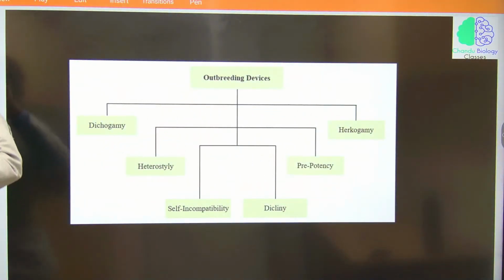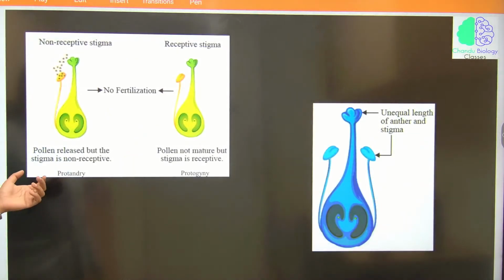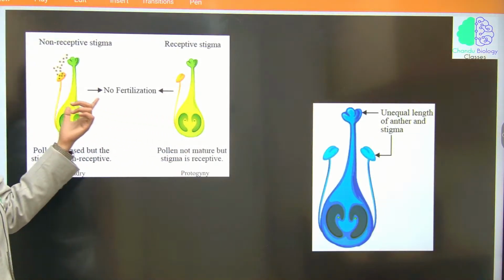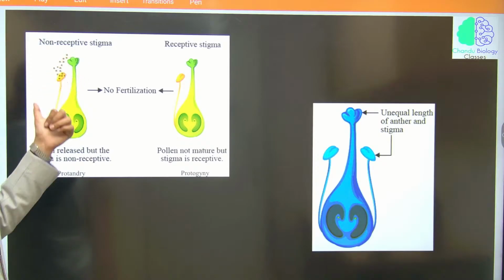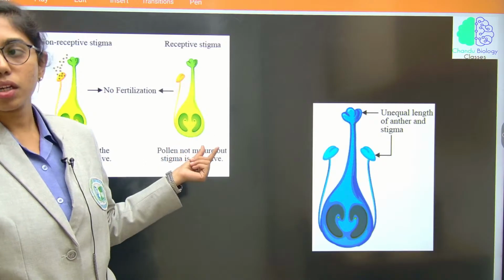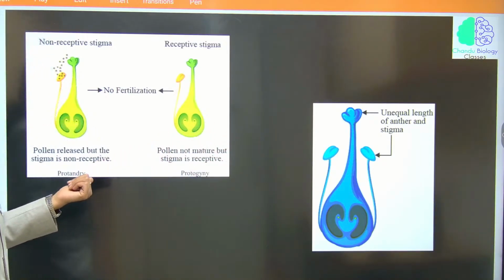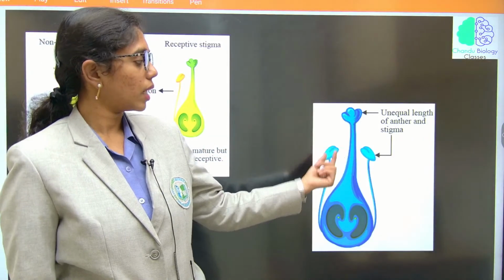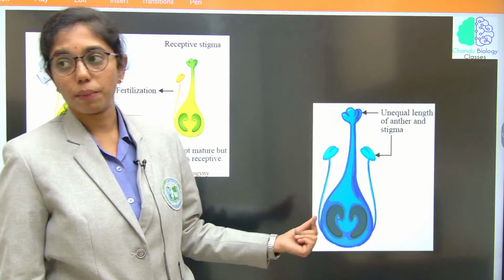Clear? In these diagrams you can see protogyny and protandry: early maturation and early release of pollen grains in protandry, and in protogyny the stigma being receptive even before the pollen grains are released. And here you can see the heterostyle with longer style and shorter filaments.